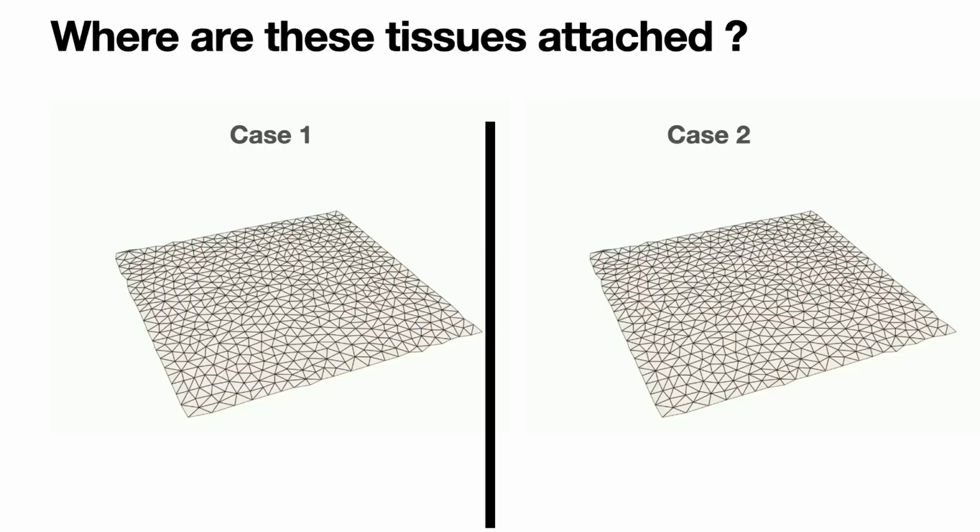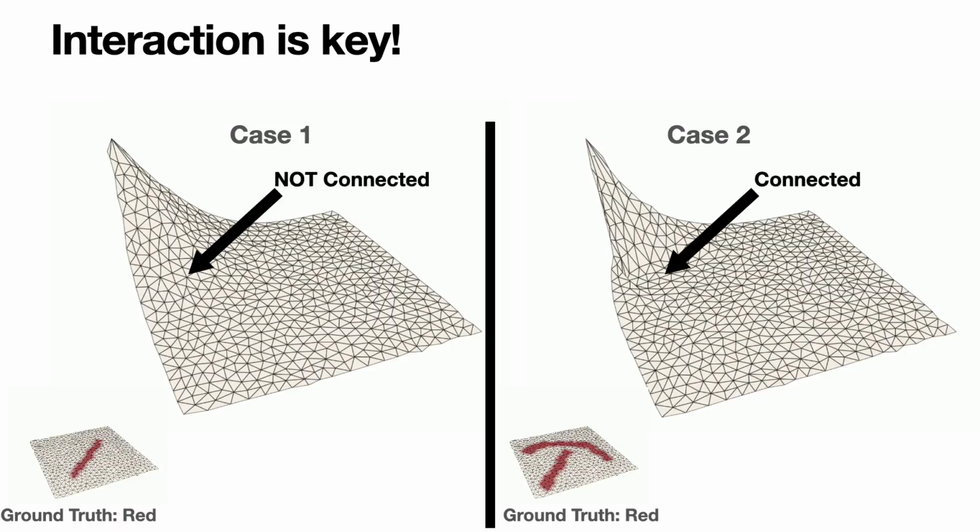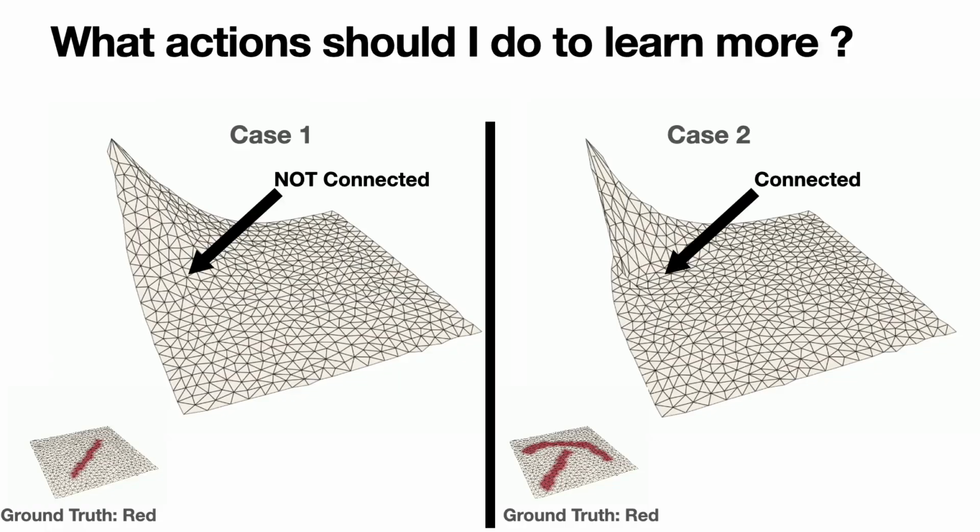Consider the problem presented by these two deformable tissues. Now, just by looking at them, can you tell me where they're attached to the environment? No, right? To do this, you need to actively interact with the environments. And the natural next question is, well, what actions should you take next to uncover more?